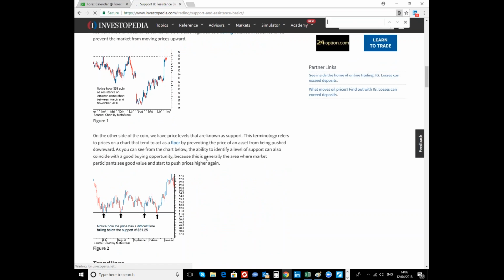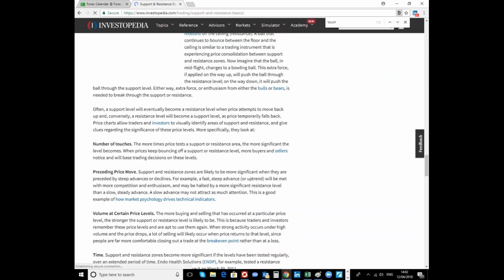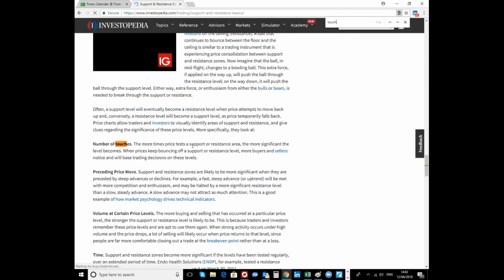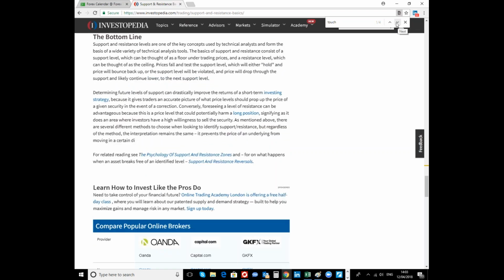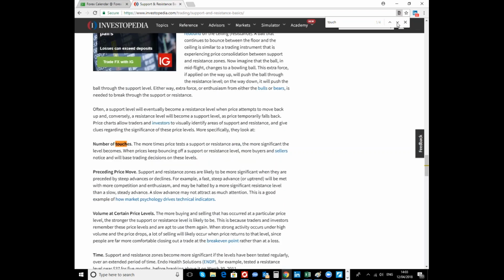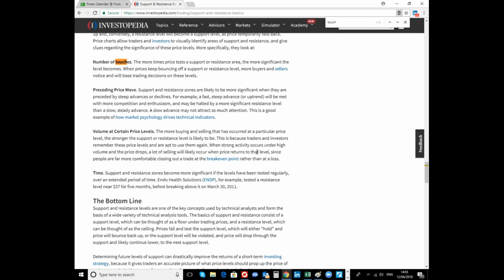Right, Control F, touch. There we go. Number of touches. The more times price tests support or resistance, the more significant the level becomes. The more price hits support or resistance, the more buyers and sellers notice and base trading decisions on these levels. Right, so that's saying that the more times it's hit, the more significant. See if I can find the number of touches they're recommending. It says here there's 4 of them, so where are they? I see 1.